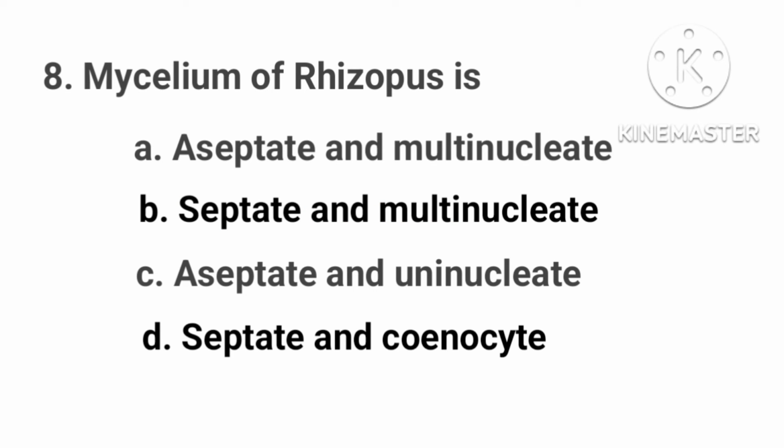Mycelium of Rhizopus is: option A, aseptate and multinucleate; option B, septate and multinucleate; option C, aseptate and uninucleate; option D, septate and coenocyte. The correct answer is option A, aseptate and multinucleate.